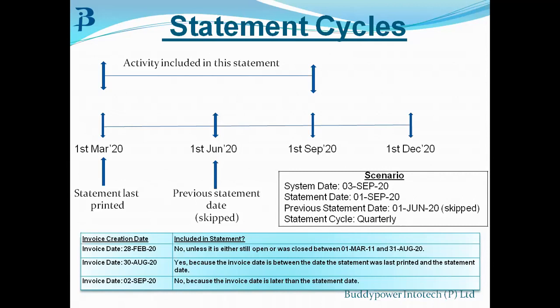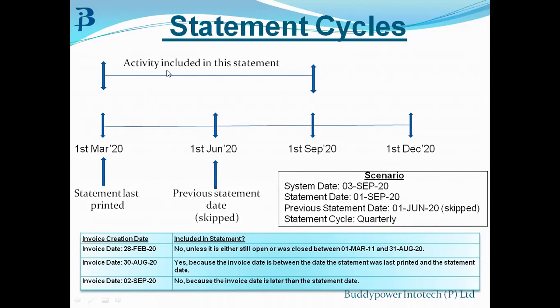Now, in this scenario, you have a system date of 3rd September 2020, and your statement date is 1st September 2020. Your previous statement date, which was supposed to be printed, but you have clicked on skip, is 1st June 2020, which has been skipped, and your statement cycle is quarterly. So this is the scenario which has been given here.